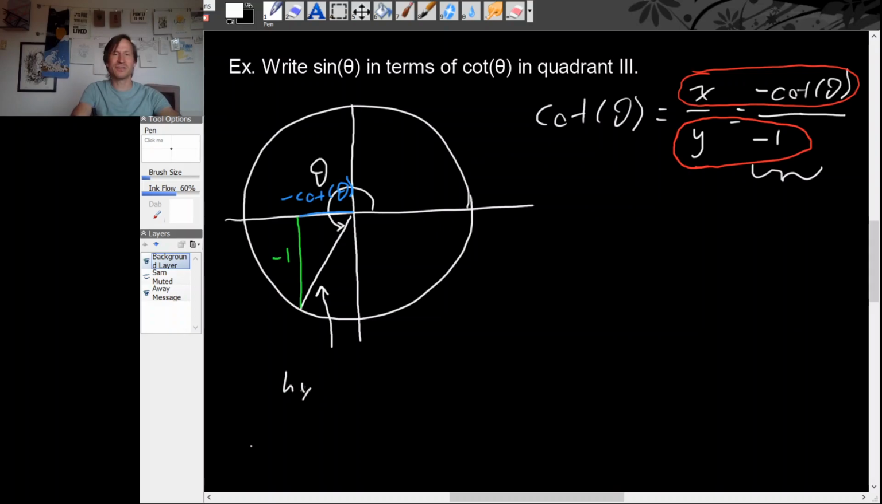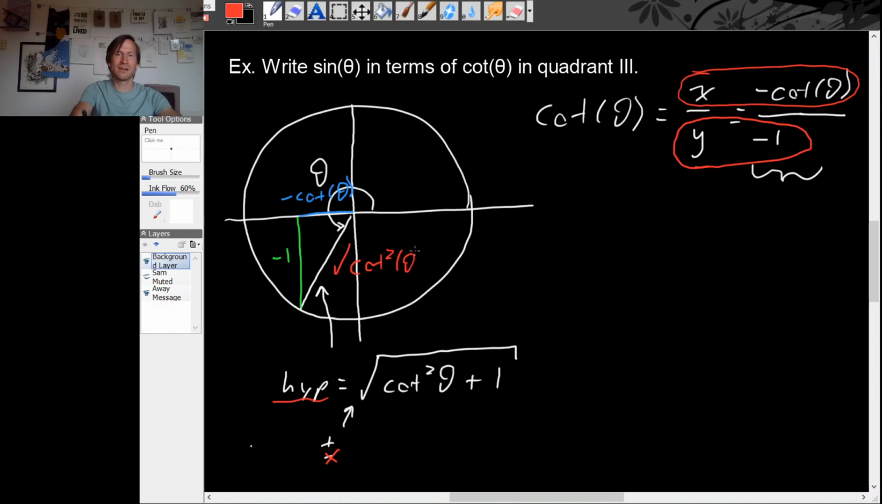The hypotenuse of this triangle is the square root of the sum of the squares of the other sides. So that's the square root of cotangent squared theta plus 1 squared. 1 squared is 1. Okay, now normally we'd have to decide if we need a plus or minus here, but since we're dealing with a hypotenuse, it's the length of the hypotenuse, and so it's always positive. We don't have to worry about the negative possibility. So now we know that the hypotenuse is the square root of cotangent squared theta plus 1.